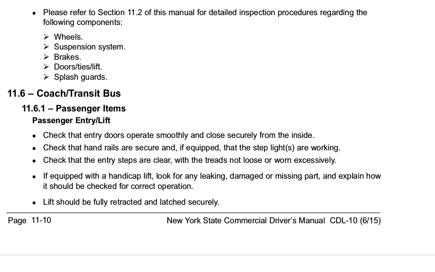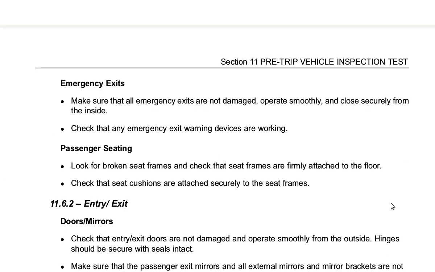If equipped with a handicap lift, look for any leaking, damaged, or missing part and explain how it should be checked for correct operation. Lift should be fully retracted and latched securely. Emergency exits. Make sure that all emergency exits are not damaged, operate smoothly, and close securely from the inside. Check that any emergency exit warning devices are working.